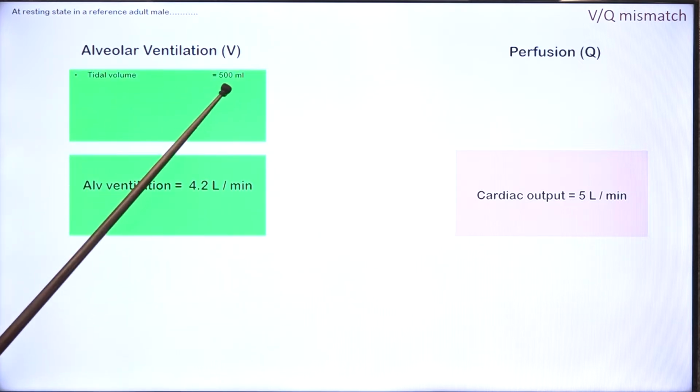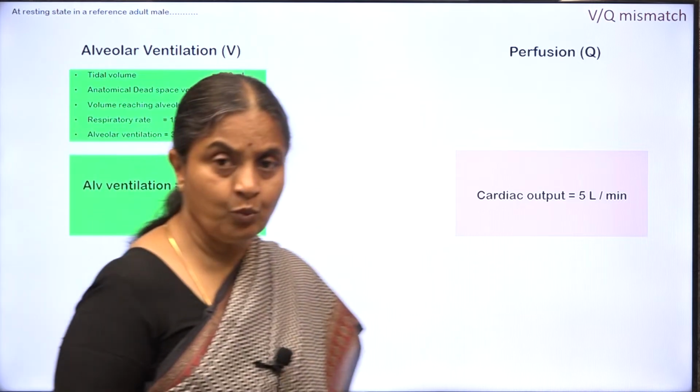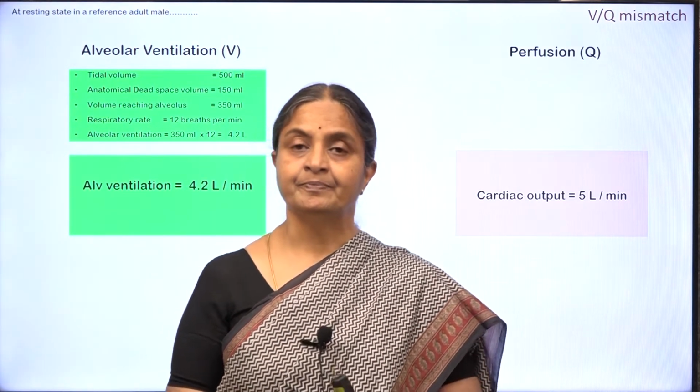If we breathe in 500 ml with every breath, 150 ml of that is held in the anatomical dead space, which is the trachea and the bronchi. This does not participate in gas exchange. Therefore, the volume that reaches the alveolus and participates in gas exchange is 350 ml, which is 500 minus 150. And if there are 12 breaths per minute, we get an alveolar ventilation rate of 4.2 liters per minute. What we have considered here are total ventilation and total perfusion.